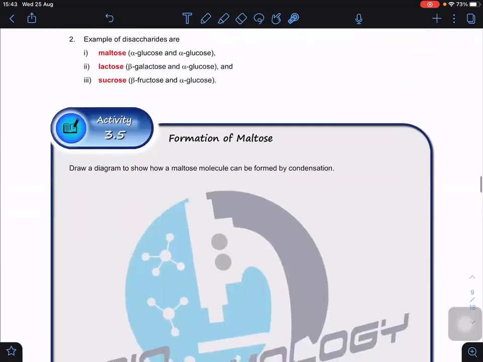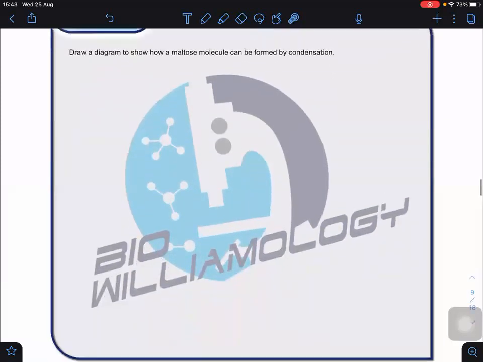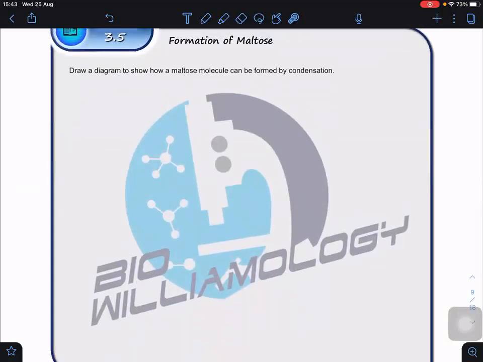So examples of the disaccharides that we are going to learn here in our syllabus: we need to know how to form maltose by using two alpha glucose together. And we need to know how to form sucrose by using beta fructose and alpha glucose. And lactose is not in our syllabus, the formation, but learning how lactose is formed will help us to understand how cellulose will be formed in tomorrow or later topics. Are you clear? So we need to learn how to draw a diagram to show how a maltose molecule can be formed by the process of condensation.